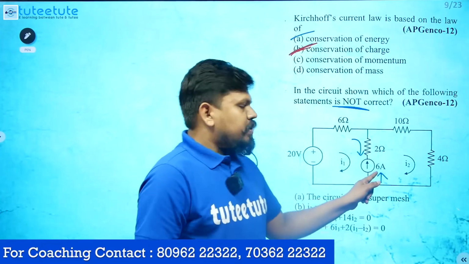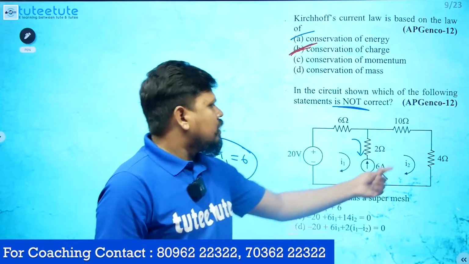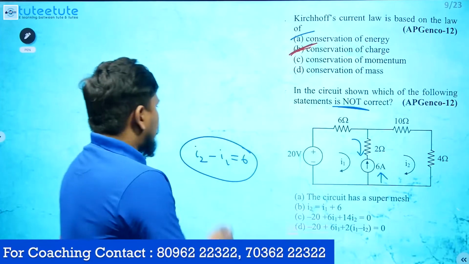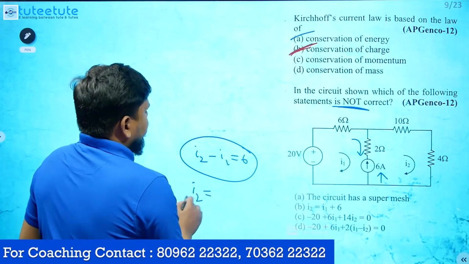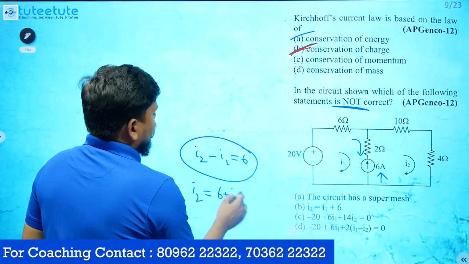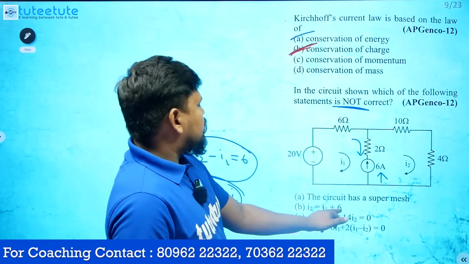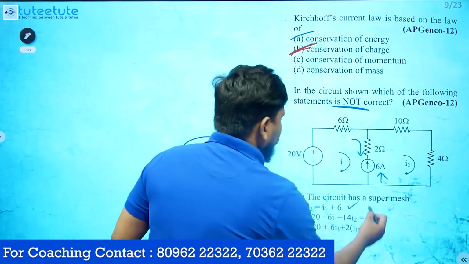Okay, 6 amperes is against this I1, and I2 is supporting this one. So I1 minus I2 is nothing but 6. So this is another one. Otherwise you can write it as I2 equals 6 plus I1. So I2 equals 6 plus I1. This is also a correct statement.